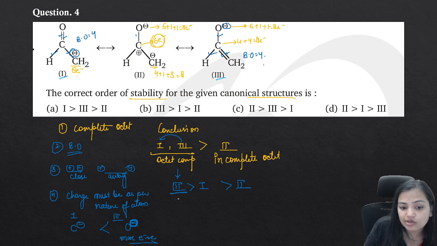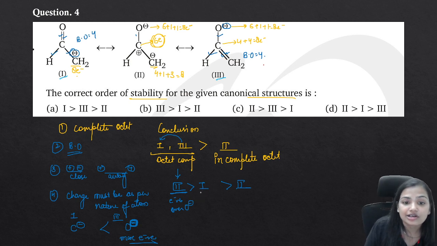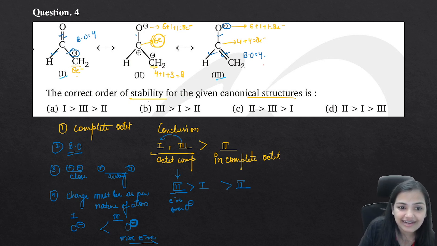Why third? Because here we have a negative charge over oxygen, which is more stable than in the second. So the correct order is 3 1 2. So what is the right answer for this question? That is option B.